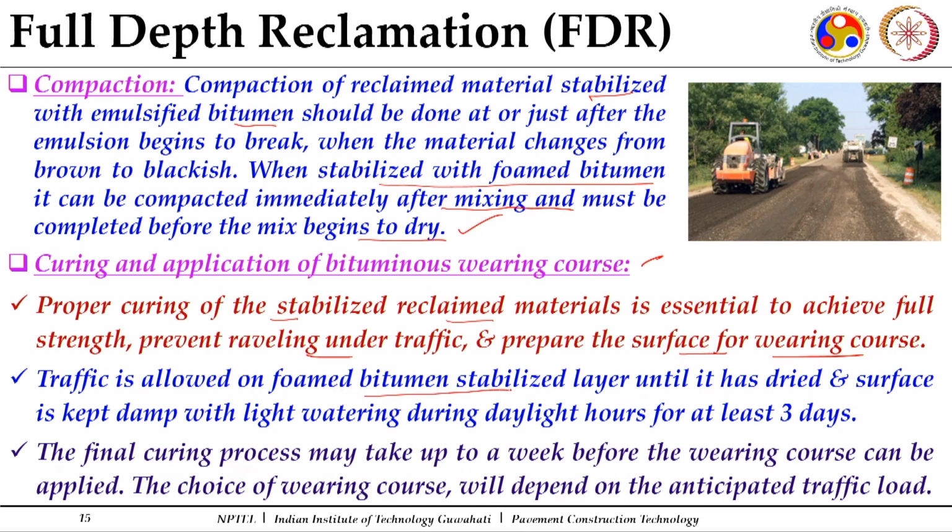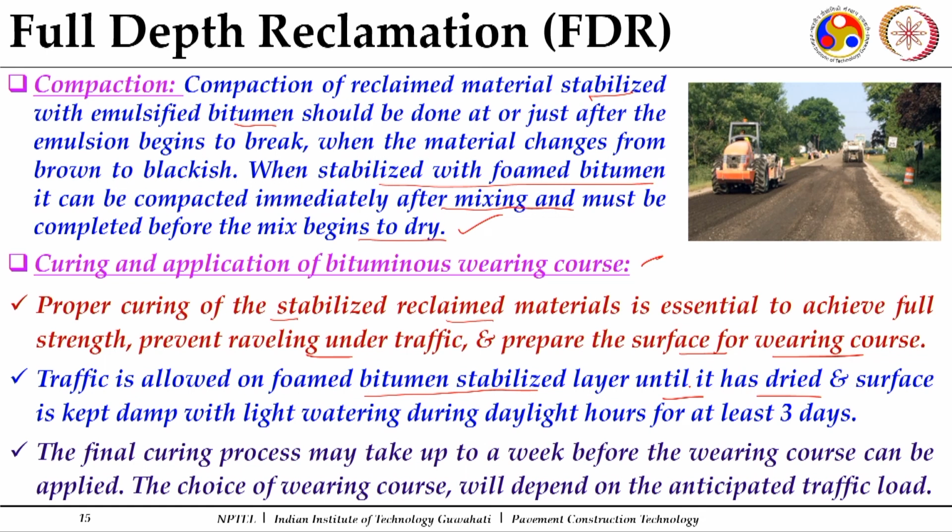Traffic is allowed on a foamed bitumen stabilized layer only after it has dried up, specifically when the moisture content of the top 10 centimeters of the layer has reduced to 50% of its original value. These are certain estimates through which we try to work it out. Until the surface has become dry enough, it has to be allowed to dry up. During this time, specifically during daytime, it is preferred to have light watering over the surface, and this is typically done for at least 3 days.